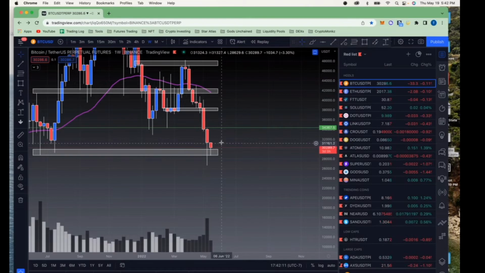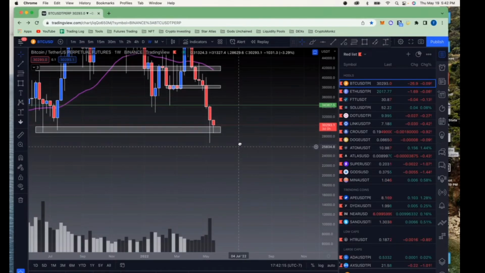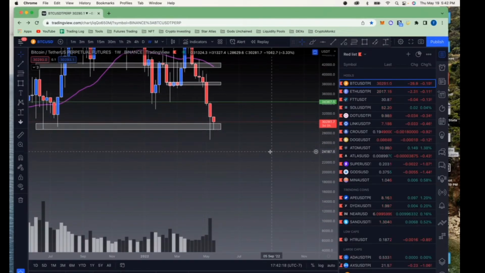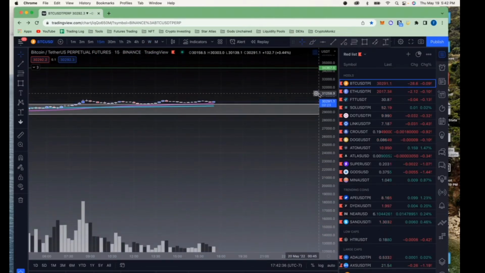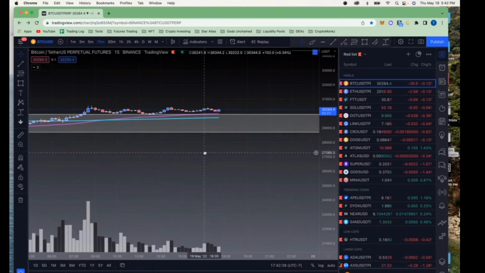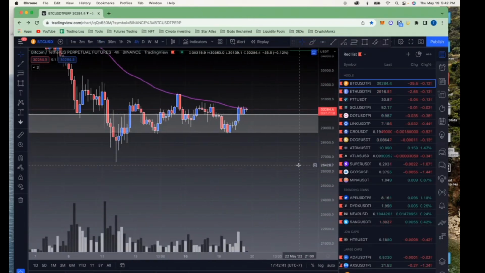If we don't get above that 32-ish mark, I haven't even charted below where we are right now, but we could very well be going down. So to answer your question, it really just depends on if you're scalping, which is on the 5, 15, 30, even 1 hour time frames, or if you're swinging it, which could be on the 4 hours, okay? Or if you're just buying and holding, then you can just go to the week.